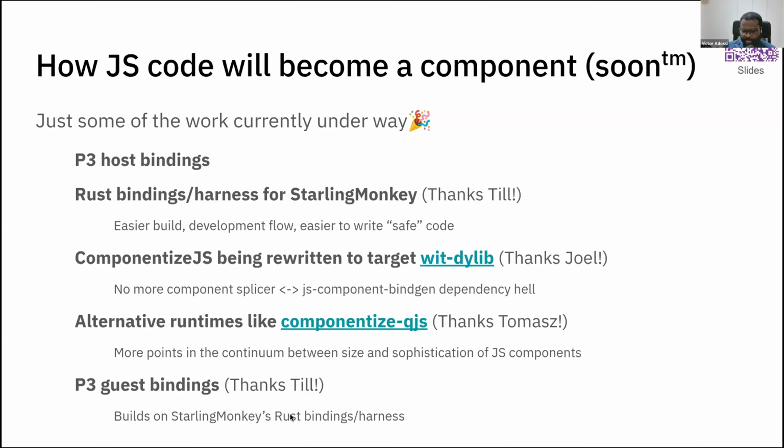I think this is really nice because it represents a point in the trade-off space between size and how many features are supported, because obviously QuickJS has fewer features but also generates smaller binaries than something like StarlingMonkey with SpiderMonkey underneath it. And along with this, I've covered it before, Till is working on essentially P3 guest bindings.